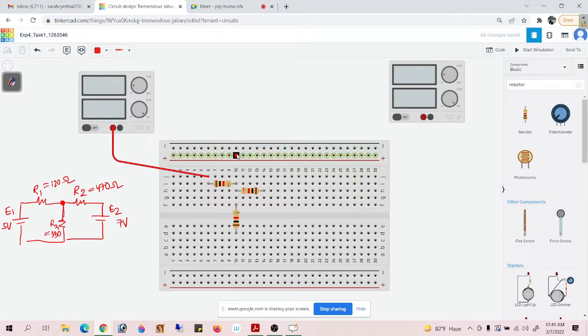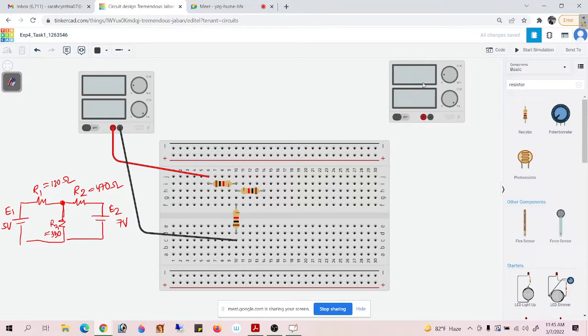Okay, and what about E2? Where do we connect it? Or let's just complete the first power supply. So where do I connect the negative terminal of the power supply? We can actually directly put it over here, right? Yes, ma'am. Just like it was discussed a moment ago.